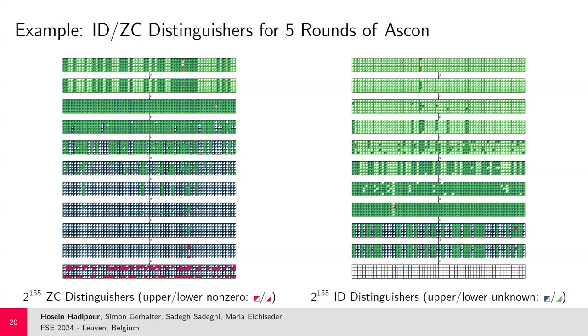And as you can see, by solving only one instance of our model, we can identify 255 distinguishers. Because it's a truncated distinguisher, right? It's not like previous tools where we fix the input-output difference. This is the advantage of our tool.